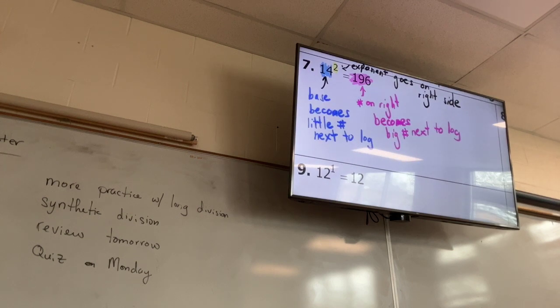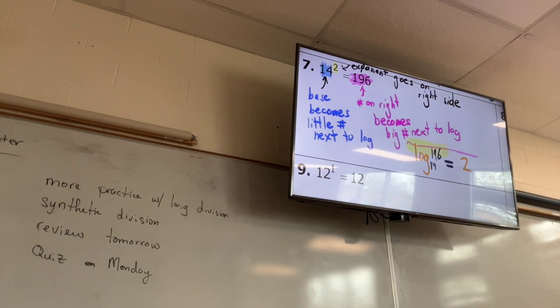Okay, so just write an equal sign. Which number is going to go on the right side of my equation? 2. And then write the word log on the left. What's going to become the small number next to log? And what's going to become the big number? There you go. That's it. That's how you do it. Okay? Questions, comments, concerns?